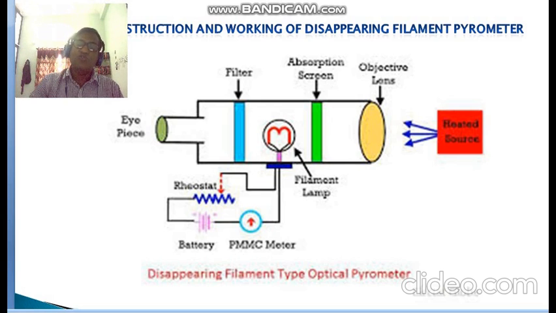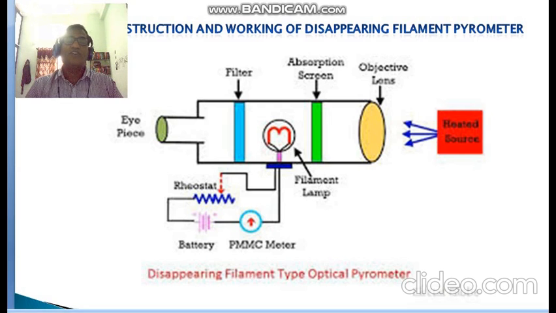Inside the telescope tube, one absorption screen is placed very near to the objective lens, and one filter is placed very near to the eyepiece. The filament lamp is arranged between the filter and the absorption screen. The filament lamp is connected to an electrical circuit which consists of a rheostat, a battery and a PMMC motor to make the filament disappear. So this is the construction part.